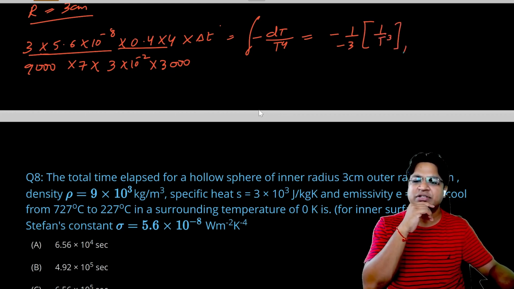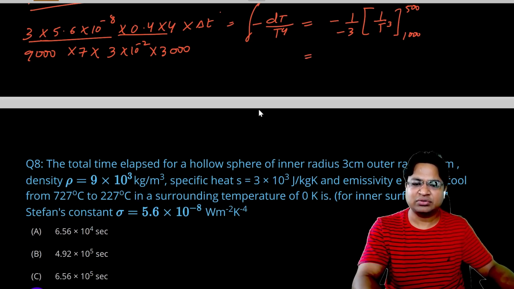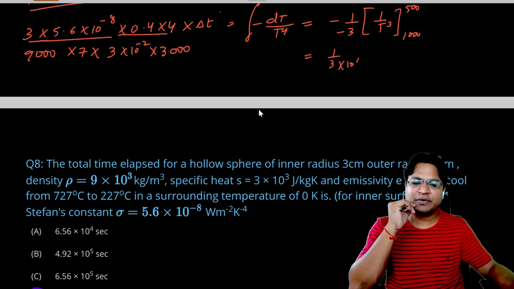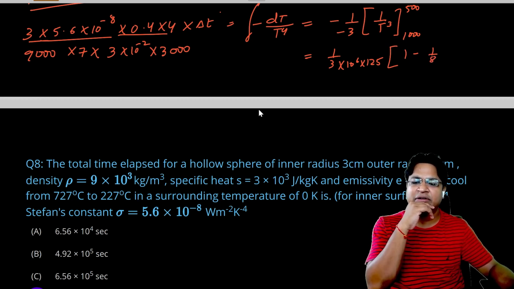And then temperature change from 1000 to 500. So I will do this here. Minus minus gets cancelled, 1 upon 1000 cube and then 1 upon 500 cube. So I will bring out 10 raised to power 6 and 125 common. So this will become 10 raised to, this 100 I took out, 5 I took out, so this will become 1 minus 1 upon 8.